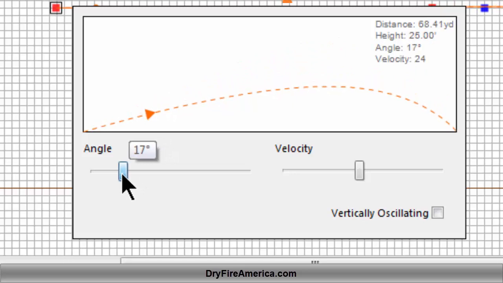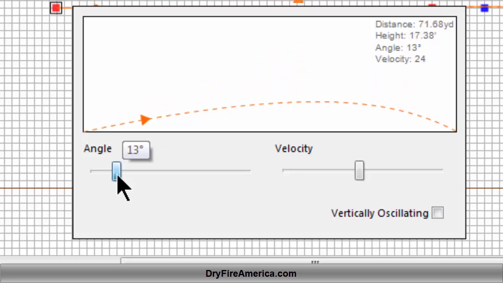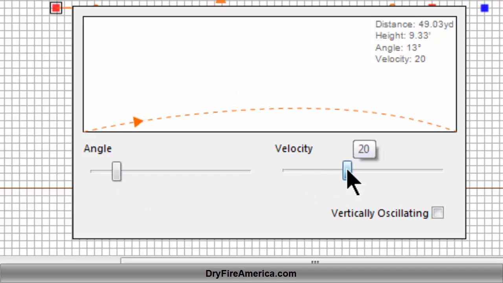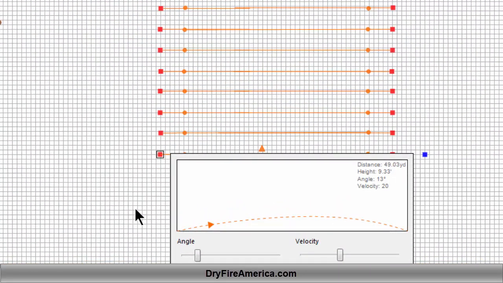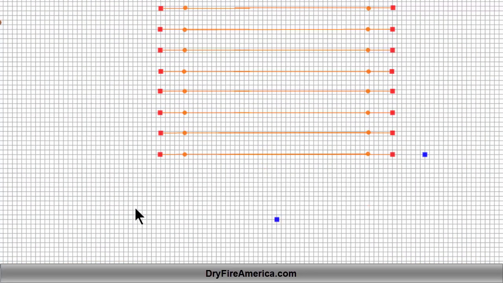And so we had an angle of 13 degrees. We're back to there, and we had a velocity of 20. Then I click anywhere and that window goes away. Now we're back to normal. So what we know is that this target, which is going to be our incomer, is coming out of the house at 45 miles an hour. It's going to fly approximately 50 yards in the air.